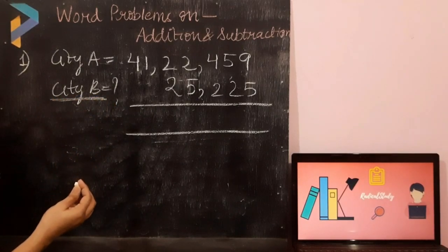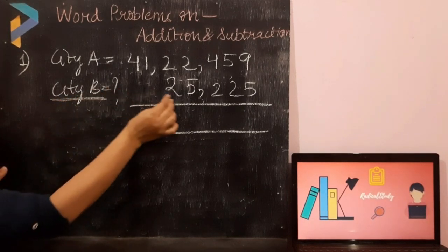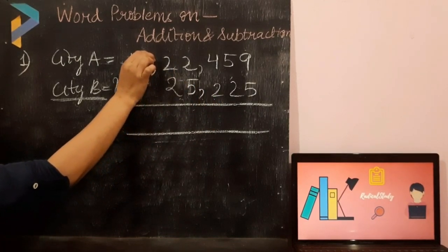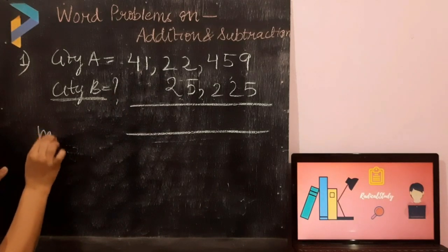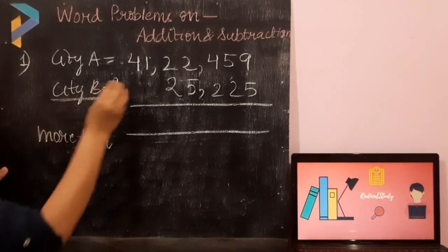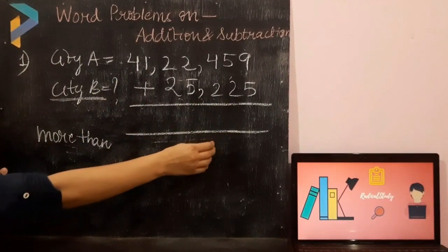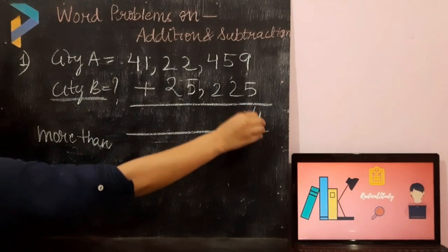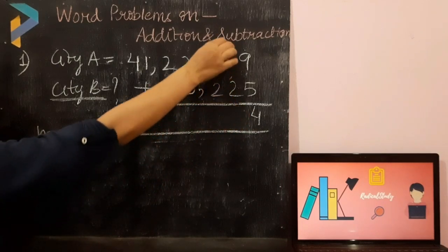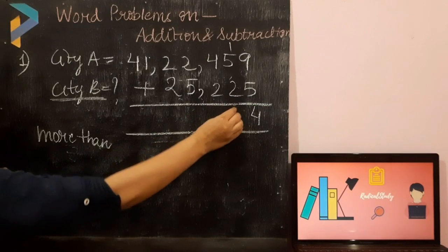We don't know. But the clue which is given is that the population of city B is 25,225 more than the population of city A. More than, that means what we have to do in this question? We have to add. Okay. Now how will we add? 9 plus 5 is 14. Now one carry will be there. Now it will be 5 plus 1. It will be 6 and 6 plus 2 will be 8.